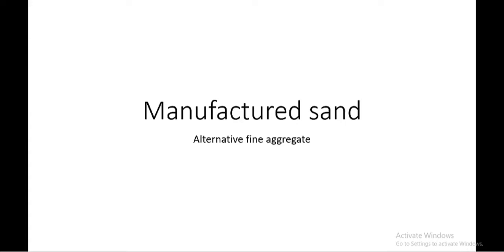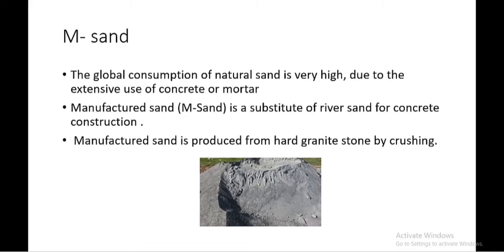Manufactured sand as an alternative fine aggregate for concrete. It is called M-sand. The global consumption of natural sand is very high due to the extensive use of concrete and mortar. Manufactured sand is a substitute for river sand in concrete construction.